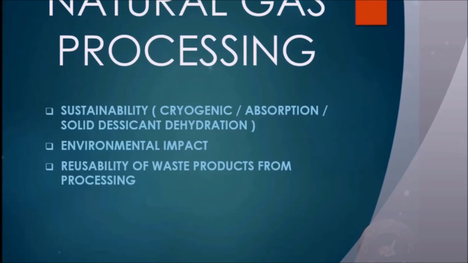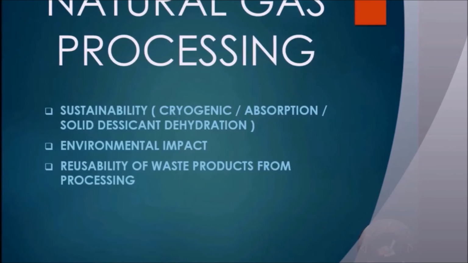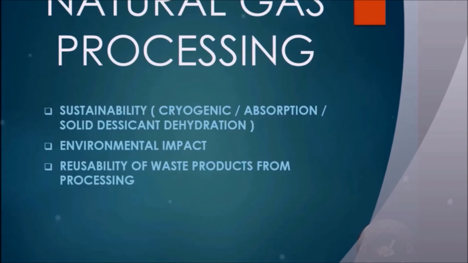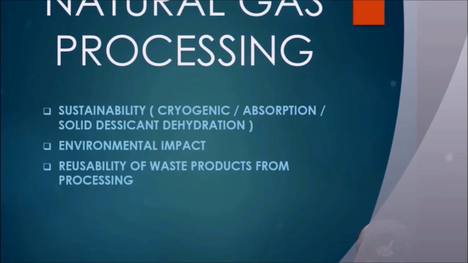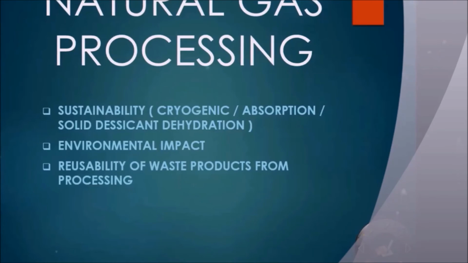So now we're moving on to the final part of our natural gas processing slide. This part consists of number 1, sustainability, which involves cryogenic absorption and solid desiccant dehydration. Number 2, the environmental impact of natural gas processing. And number 3, the reusability of waste products from natural gas processing. First of all will be the sustainability part.